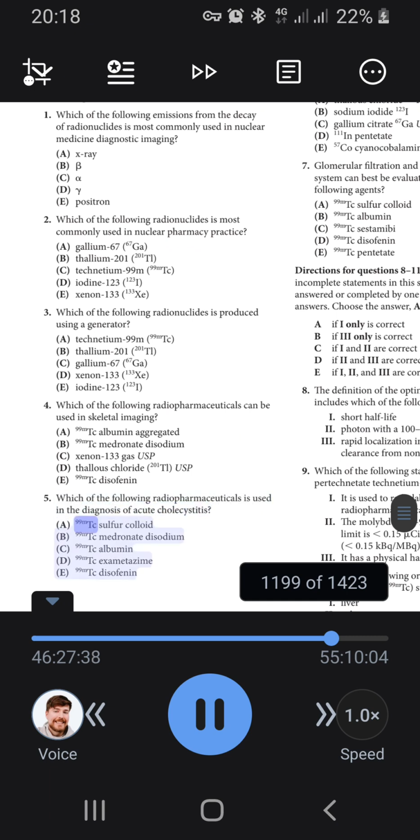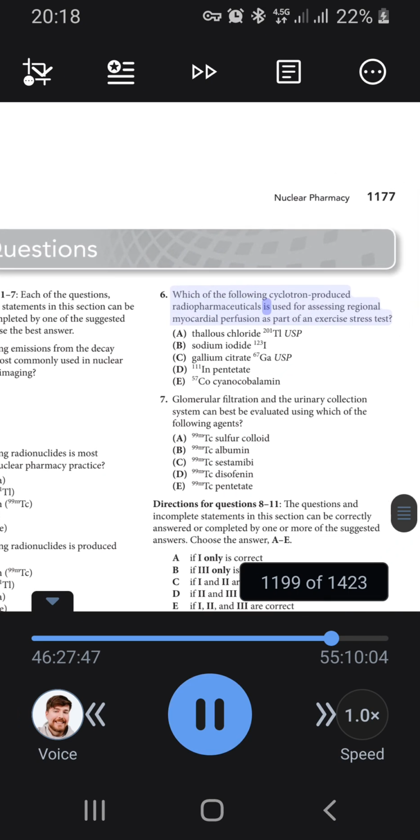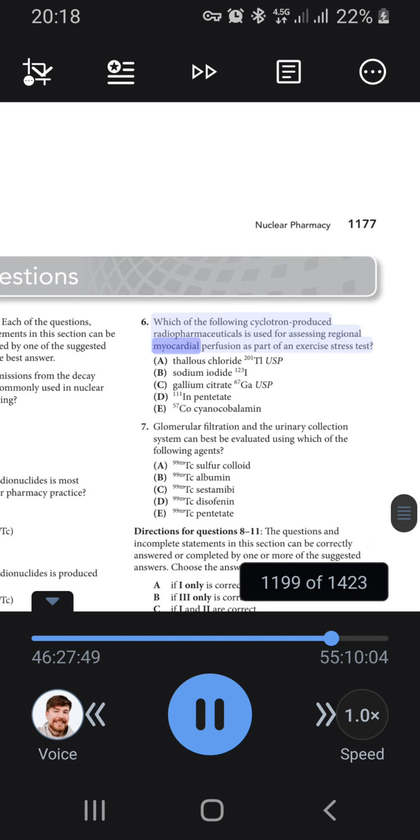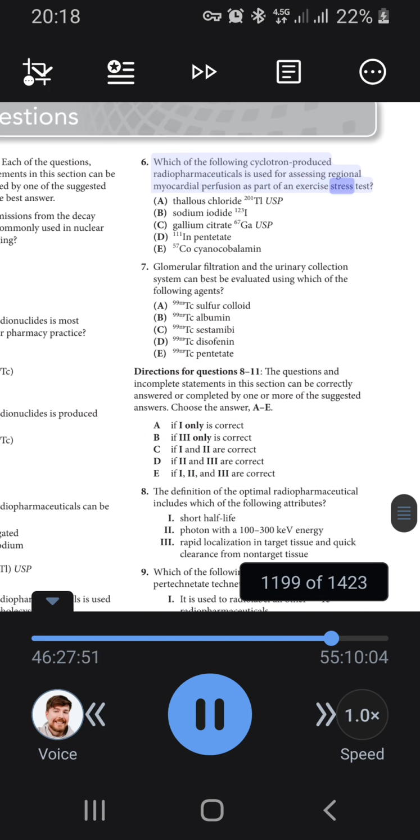A. 99mTc sulfur colloid. B. 99mTc medronate disodium. C. 99mTc albumin. D. 99mTc mebrofenin. 6. Which of the following cyclotron-produced radiopharmaceuticals is used for assessing regional myocardial perfusion as part of an exercise stress test?